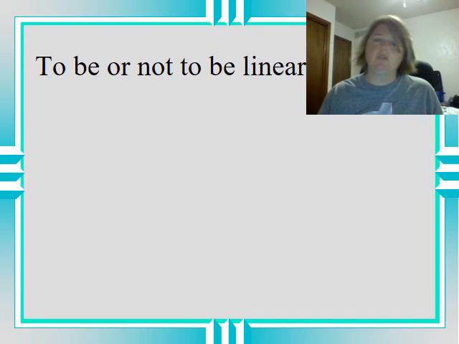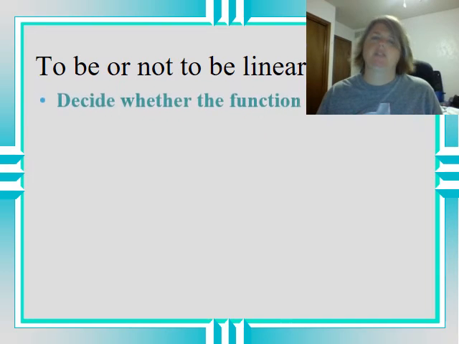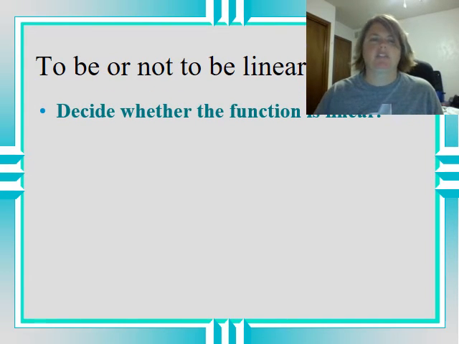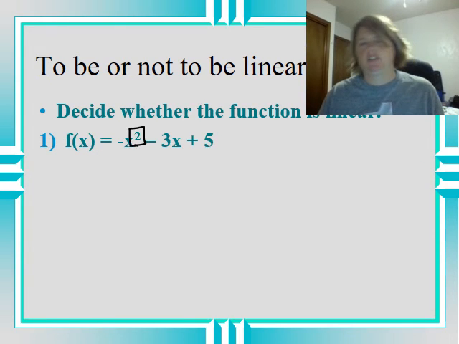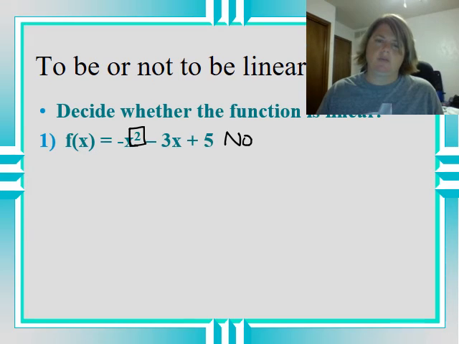To be linear or not to be? Let's see. Decide whether this function is linear. Is this function linear? Well, all you do is you look at the degree of the equation. That's a 2. Is a 2 the same thing as 1? No. So this is nonlinear. Anything that's even either makes an upside down U or right side up U.